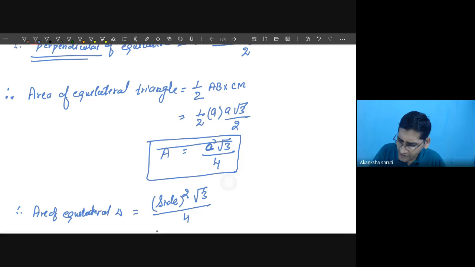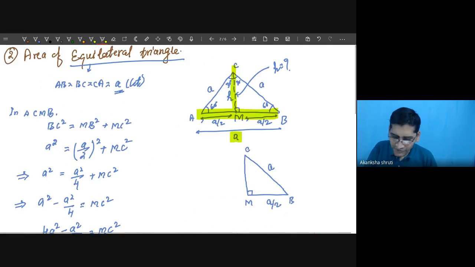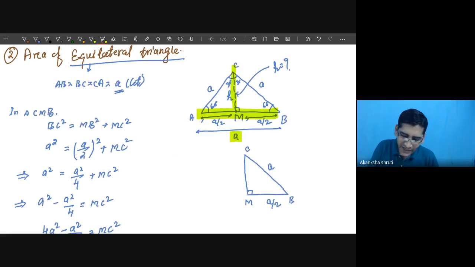Here we have learned two things. How to calculate the perpendicular of this equilateral triangle, then how to calculate their area. These two things we have learned. So this we have to keep in mind. So just by knowing one of the sides of an equilateral triangle, the area is given by A is equal to A square root of 3 by 4. This we had proved. Even this proving is also asked. So it is A square root 3 by 4.